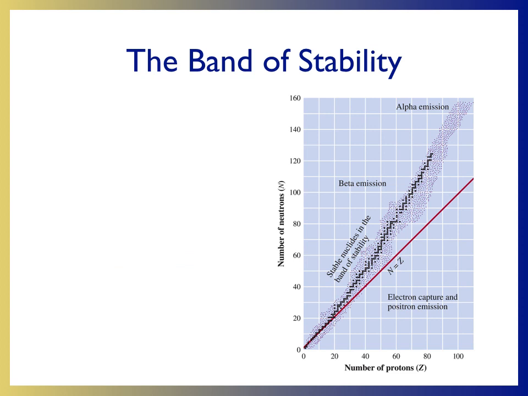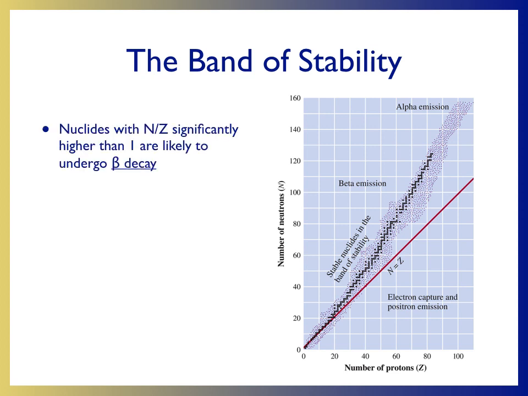Now let's look at how we can use the band of stability to predict what type of radioactive decay a nucleus will undergo to become stable. We can use the ratio between the number of neutrons and the number of protons as a predictor.